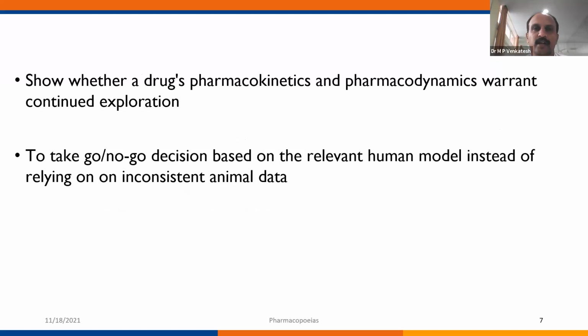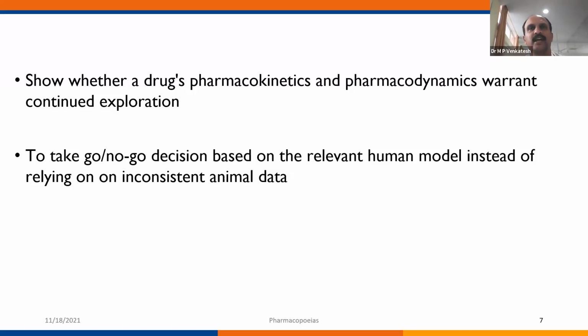It will even show whether a drug's pharmacokinetic and pharmacodynamic principles warrant continued exploration, meaning that if you continue to explore the drug at a very low dose, then by increasing to a therapeutic dose, we become more advantaged in gathering the data. Generally, at the end of the phase 0 trials, we can say go or no go. That means you can move into phase 1 studies, or you can stop, rather than relying upon the animal data.